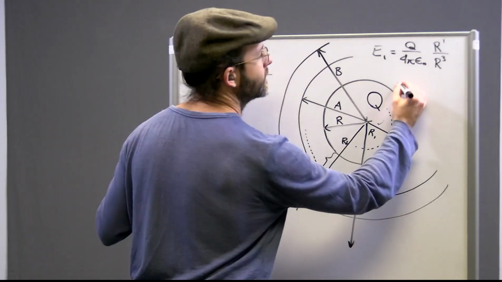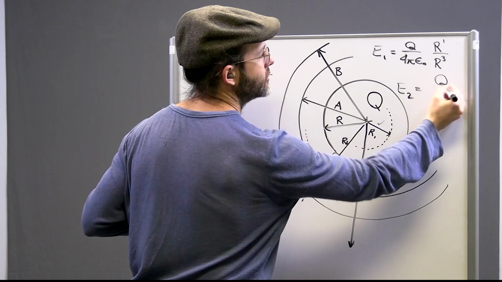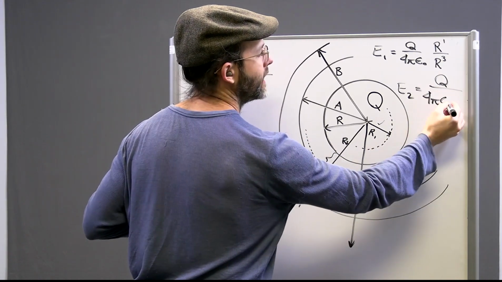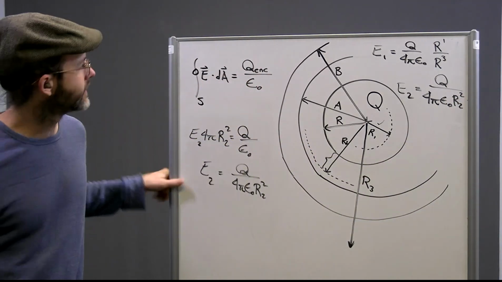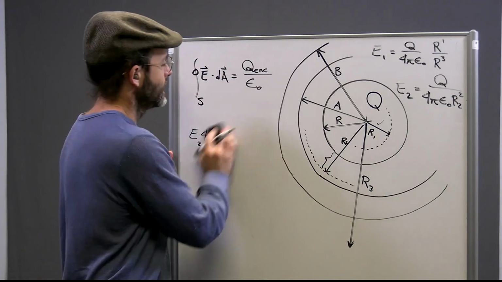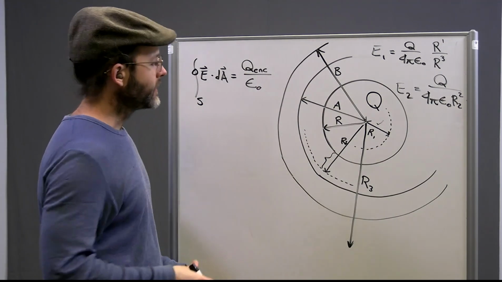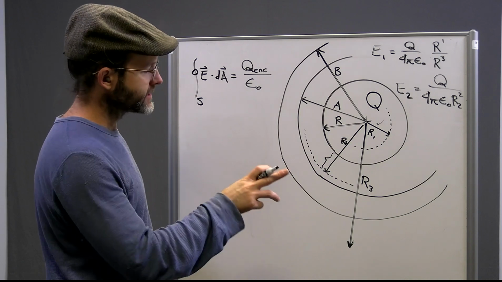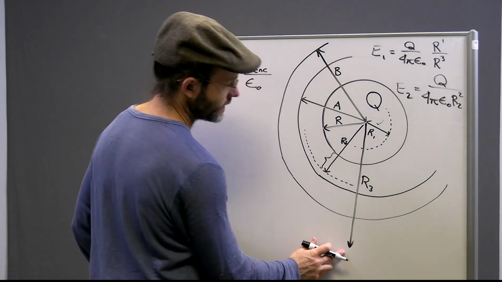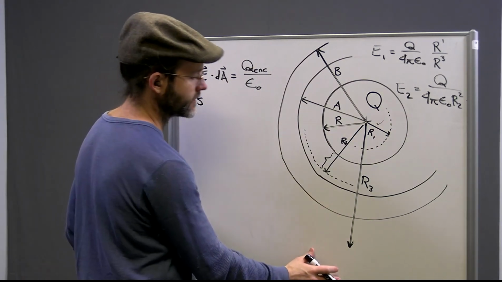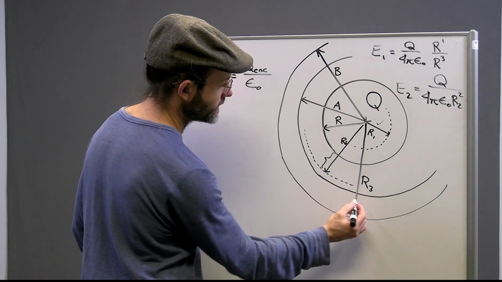So let's put that here. We're going to keep this safe for later. E2 is equal to Q over 4 pi epsilon naught R2 squared. Good. Wow, we're making a lot of progress. Okay, now for part C, or the third part, actually, I'm going to throw in something extra here. We will evaluate outside the entire system, but what I want to do at the moment is evaluate right here.